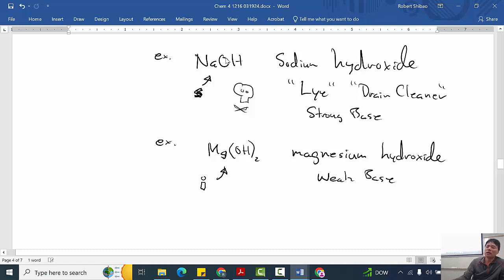Bases work good. Typical bases are slippery. Like soap, soaps are bases. Soaps work good at cleaning. So why do you think magnesium hydroxide is classed as a weak base, but sodium hydroxide is classed as a strong base? It has to do strictly with its solubility.